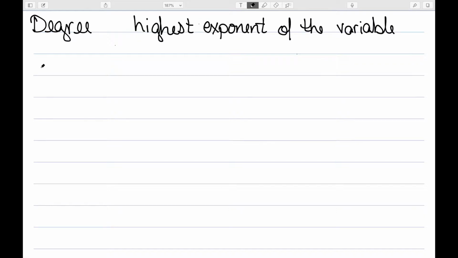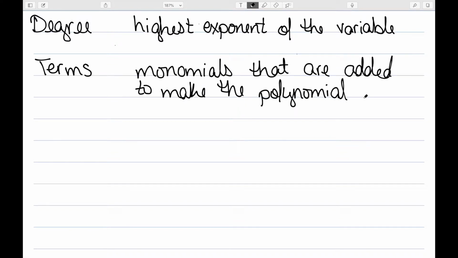I want to define two more terms for polynomials before I start looking at examples. The first term is degree. The degree is the highest exponent of the variable. If I look at all of my variables in my polynomial and look at their powers, their exponents, I want the biggest one. The next thing I want to define is terms. The terms are the actual monomials that we added up to actually make our polynomial. And now that we have all these definitions, let's start to look at examples of all of them.